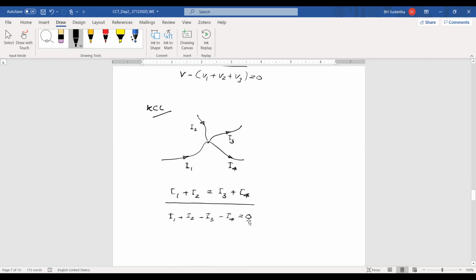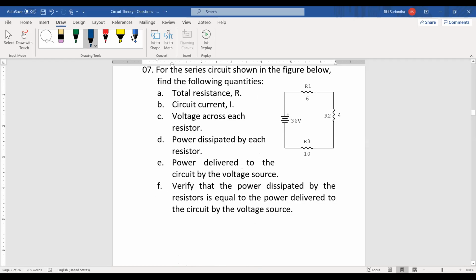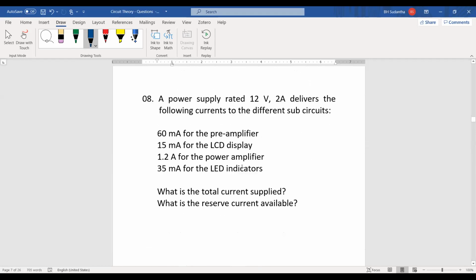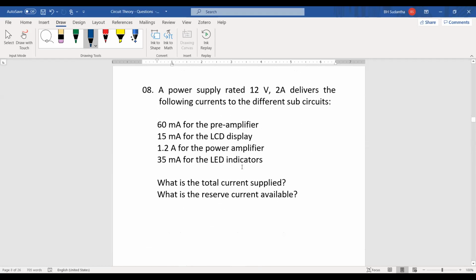Okay, having said that, shall we try a different problem? Something like this. You have a power supply of 12 volts and it can deliver 2 ampere maximum to a circuit, and it has been connected to circuits having a couple of sub circuits. From the main power supply, the pre-amplifier circuit will take 60 milliampere, the LCD display will take 15 milliampere, the power amplifier will take 1.2 ampere, and 35 milliampere is drawn by the LED indicators.